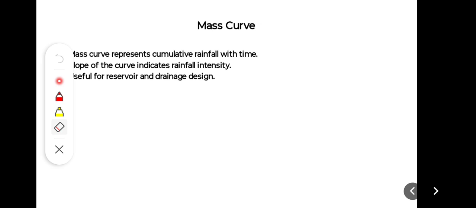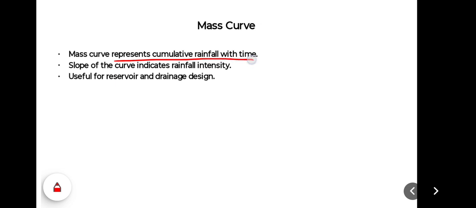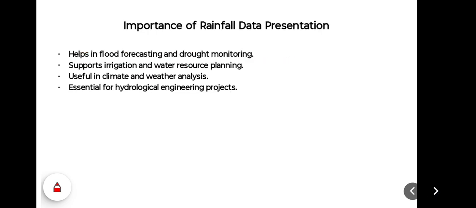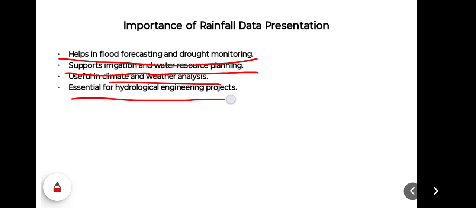And now, what is the mass curve? The mass curve, as I explained, represents the cumulative rainfall, and the slope of the curve indicates the rainfall intensity, by which we can create the hydrograph as well. It is useful for reservoir and drainage design. Similarly, isohyets, as I explained, are lines joining places of equal rainfall. The importance of rainfall data presentation: it helps in flood forecasting and drought monitoring, supports irrigation and water resource planning, is useful for climate and weather analysis, and is essential for hydrological engineering projects.